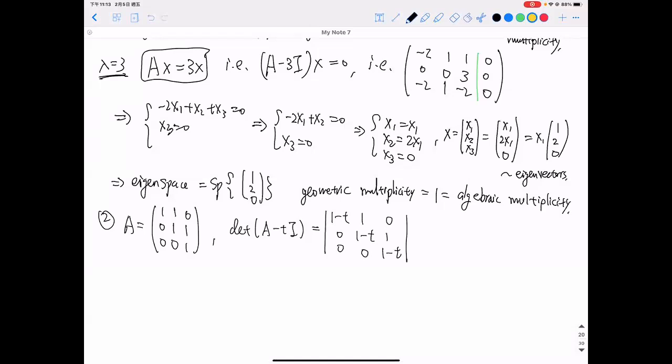Now this determinant is easy to compute because it's an upper triangular matrix, as you can see. So the determinant is the product of the diagonal entries, which are all 1 minus t. So it's just (1 minus t) raised to the third power. This immediately tells you that there's only one eigenvalue, 1. Algebraic multiplicity is 3.